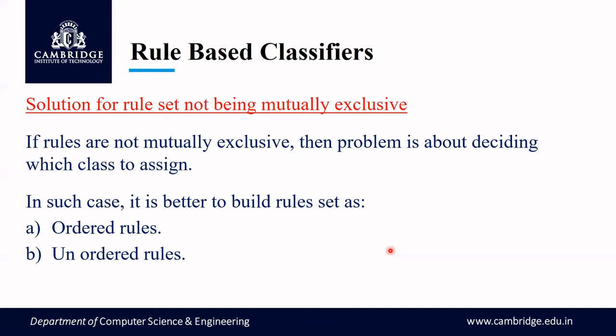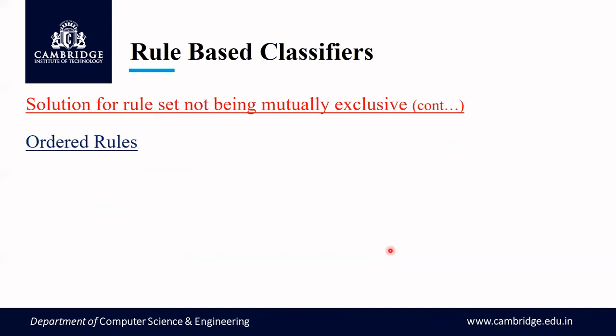While building the rule set, we will follow these two cases, that is, building the rule set as ordered rules and building the rule set as unordered rules. Now let us see what you mean by ordered rules and unordered rules. When I say ordered rule, in this approach, all the rules are listed in the decreasing order of priority. While building the rule set itself, I will build it in such a way that the rules are listed based on the priority, in decreasing order.